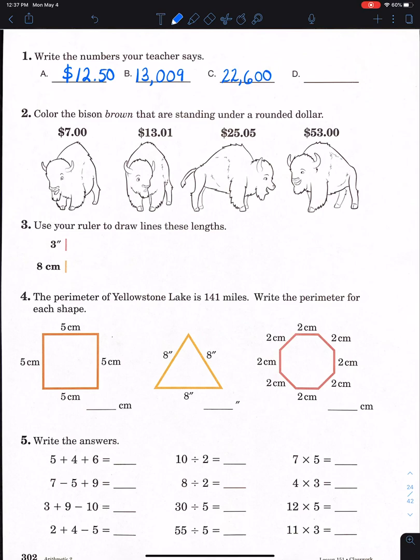Well, 5.5 is a mixed number because we have a whole number, 5, along with a fraction. So that is a mixed number, and it looks like this.